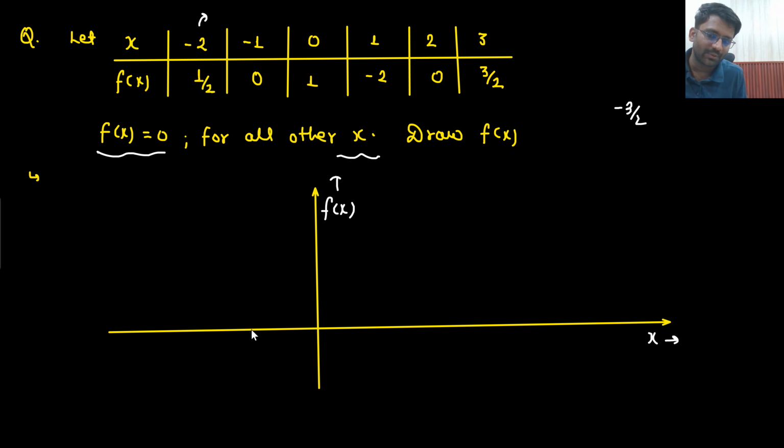X is taking value minus 2. Let's say this is your minus 2. X is taking value minus 1. X is taking value 0. X is taking value 1. X is taking value 2. X is taking value 3. It may take value 4 as well, but all these values are 0, that I don't care.